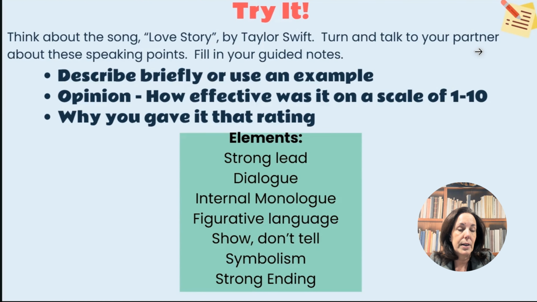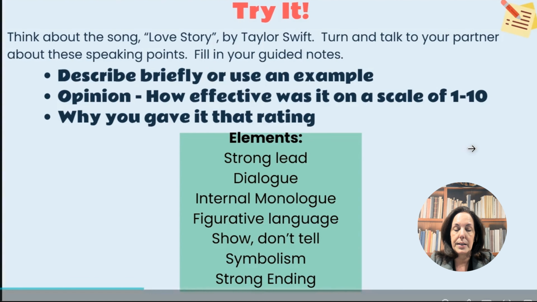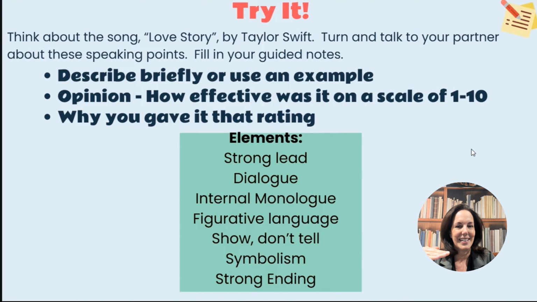So now you're going to try it. You're going to think about the song Love Story by Taylor Swift. Turn and talk to your partner about these speaking points and fill in your guided notes. You're going to describe them briefly or use an example. Your opinion, how effective it was on a scale of 1 to 10, and why you gave it that rating. So you're going to focus on these elements: a strong lead, the dialogue, the internal monologue, figurative language, show, don't tell, symbolism, and a strong ending. So you're going to evaluate Taylor Swift's song, Love Story. Pause my video and turn and talk and fill in your guided notes.